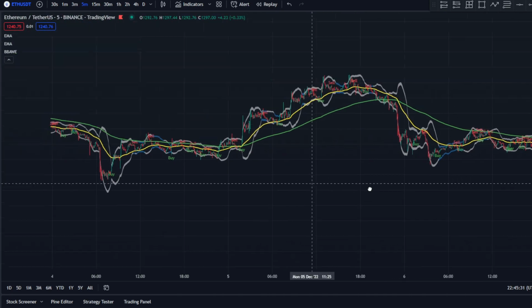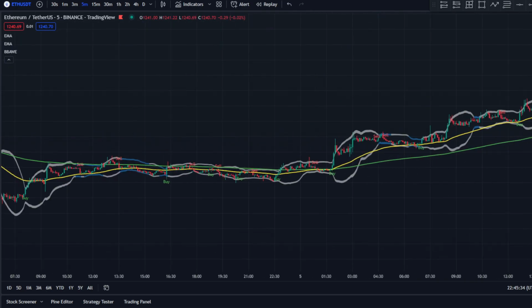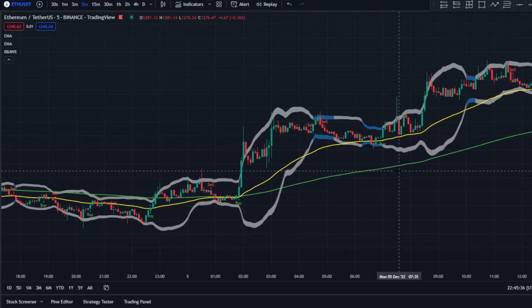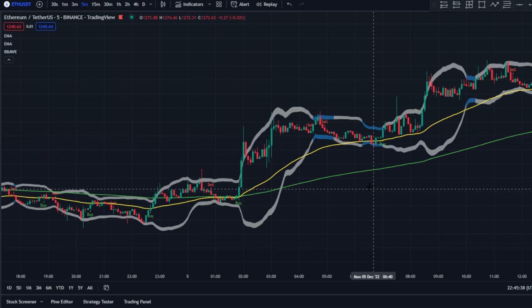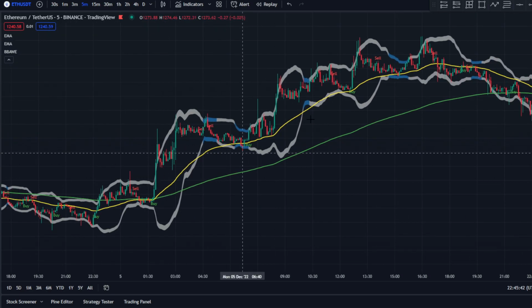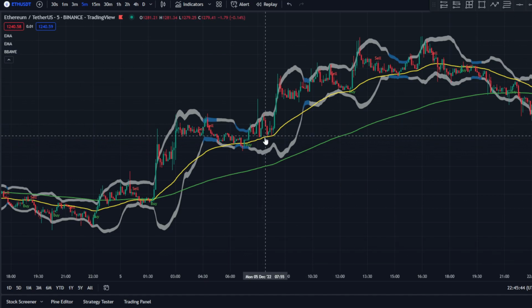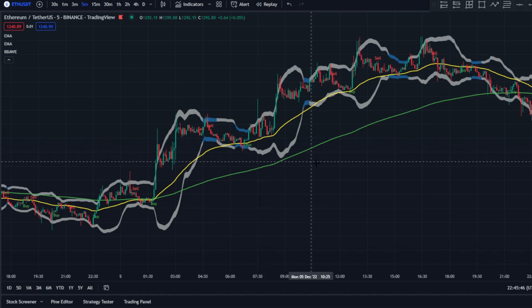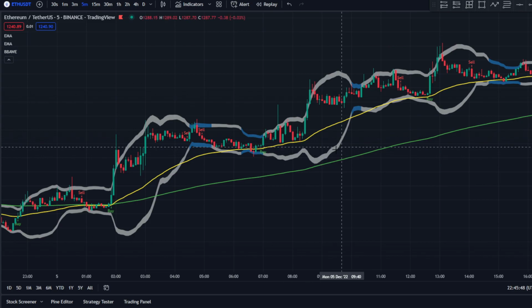I'm going to show you guys how to take long positions first. For you to take a long position, as I said, the yellow EMA must be above the green EMA. So you obviously know what type of trades you're looking for. Right here you can see that it is in the uptrend, the yellow EMA is above the green EMA. So you want to look for long positions.